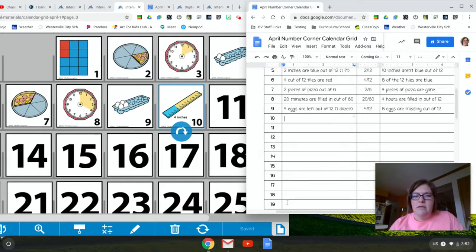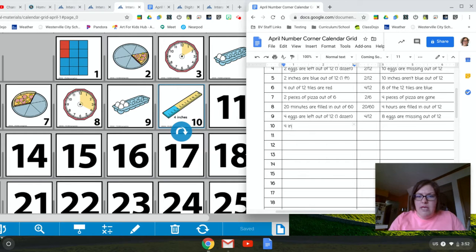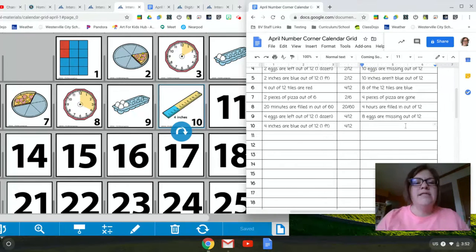On day 10, we have 4 inches are blue out of 12, which is the same as 1 foot. Okay, we can write that as a fraction by saying 4 over 12, or 4/12. And I noticed that how many inches are not blue? Did you figure it out? It is 8 inches. 8 inches are not blue out of 12 on that foot.